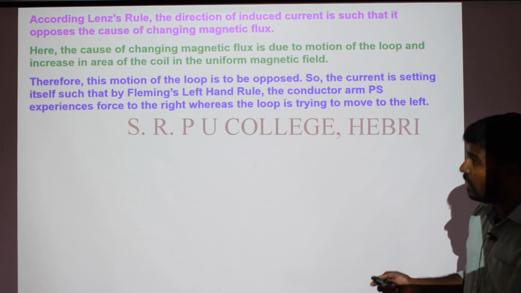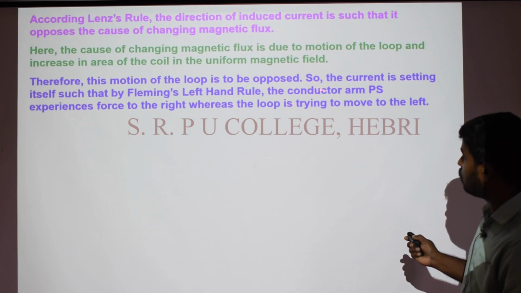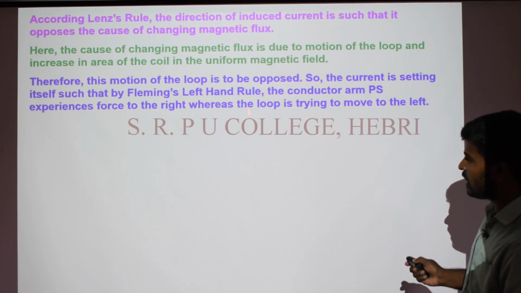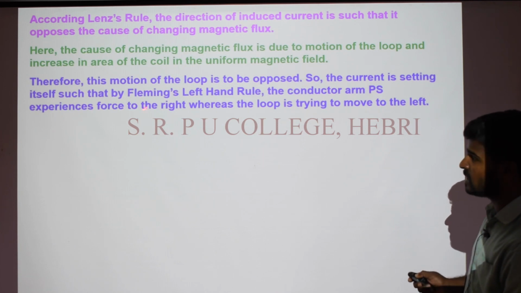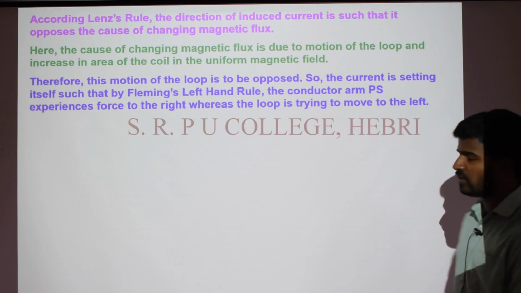Therefore, this motion of the loop is to be opposed, so the current sets itself such that, by Fleming's left hand rule, the conductor arm PS experiences a force to the right, whereas the loop is trying to move to the left. Is it clear?